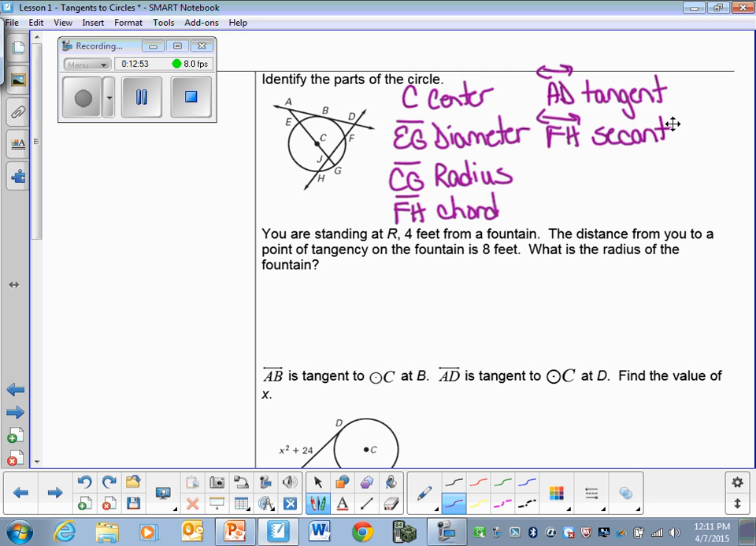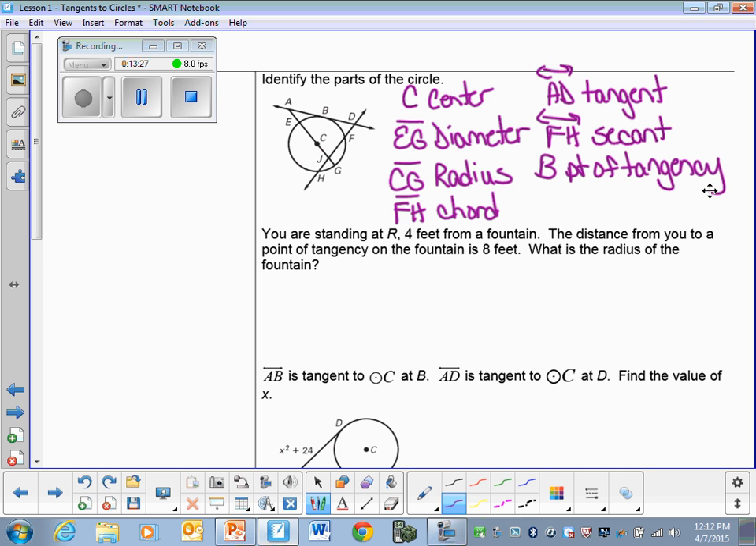Notice the notation there. When I talk about line FH, I'm talking about a secant, but when I talk about segment FH, I'm talking about a chord. Okay, B is a point of tangency. You could go so far as to say that A and D are exterior to the circle, C and J are interior to the circle, whereas E, B, F, G, H are on the circle.